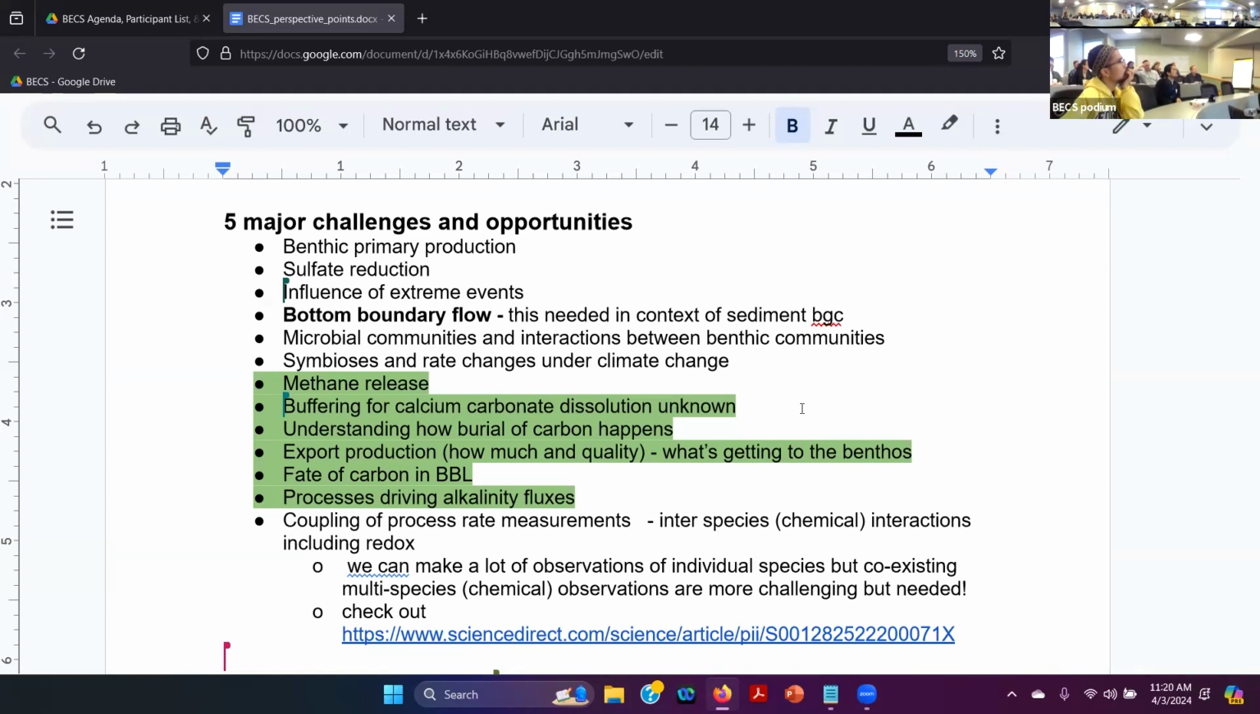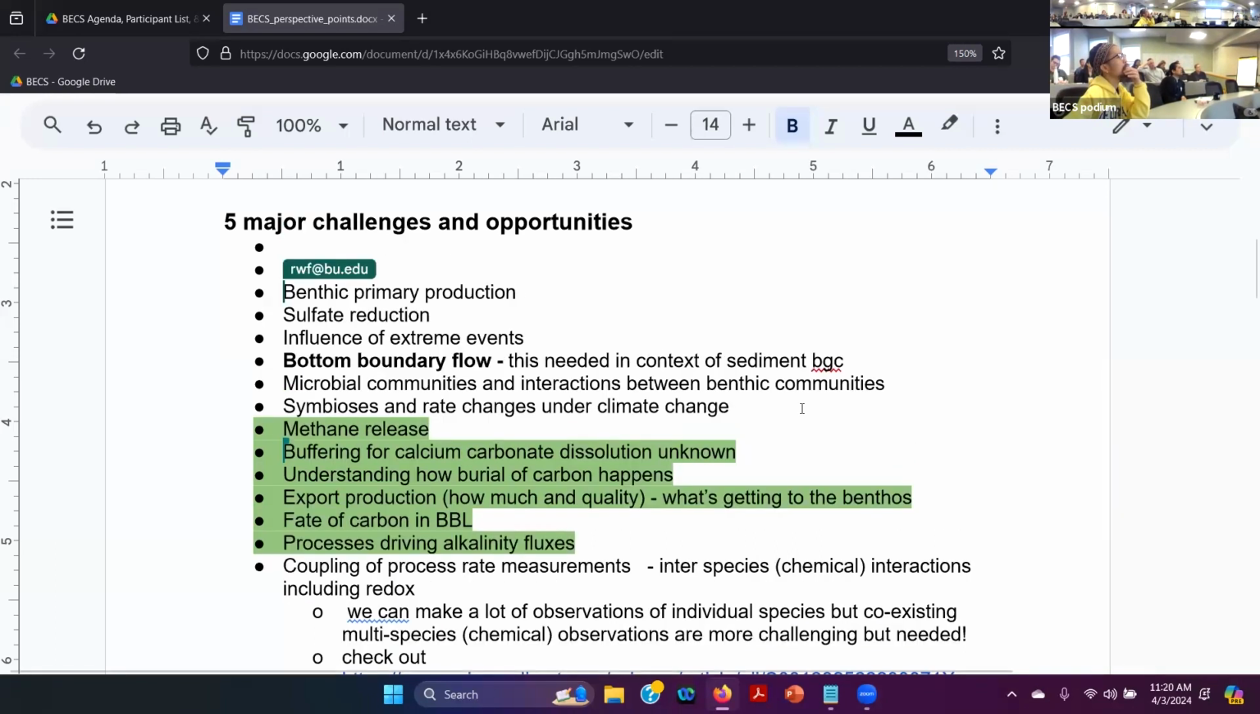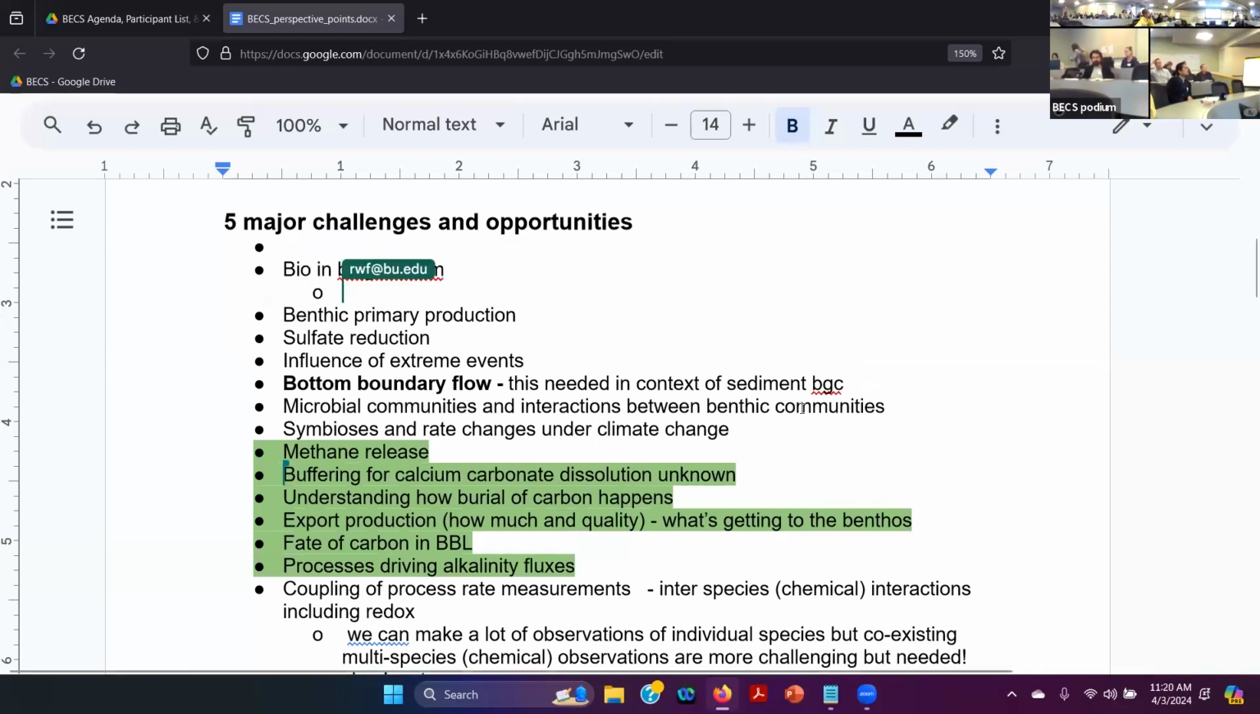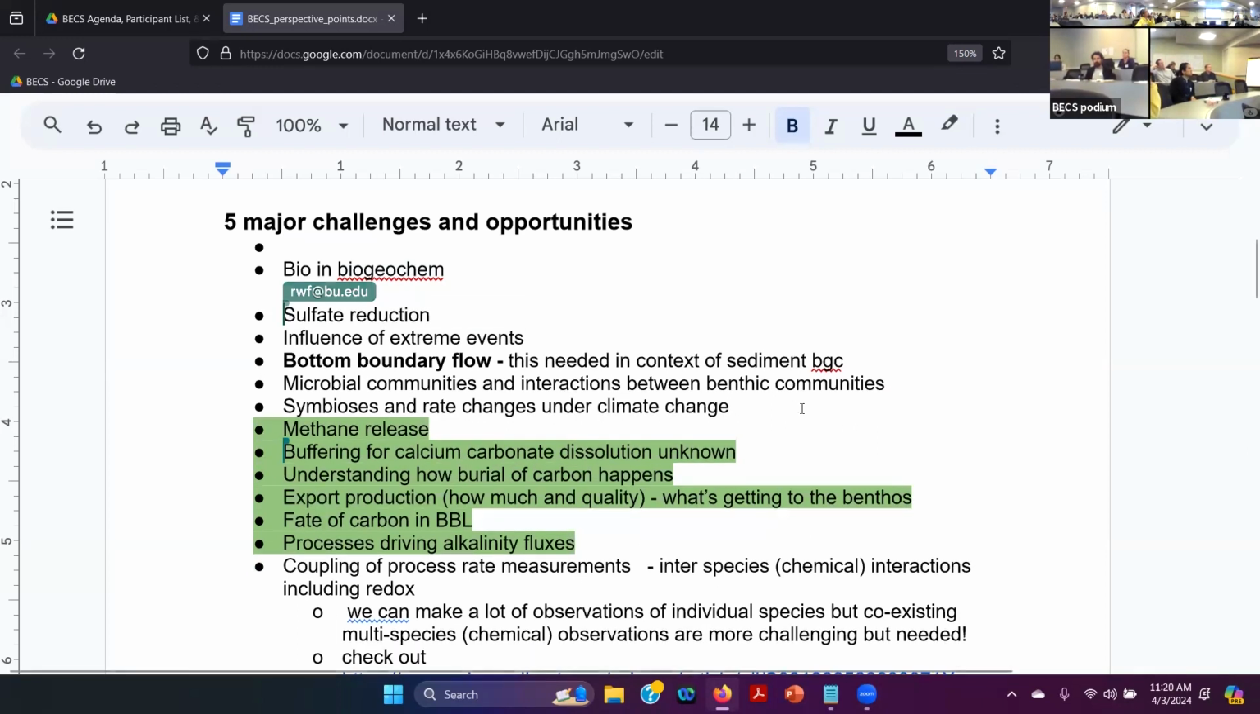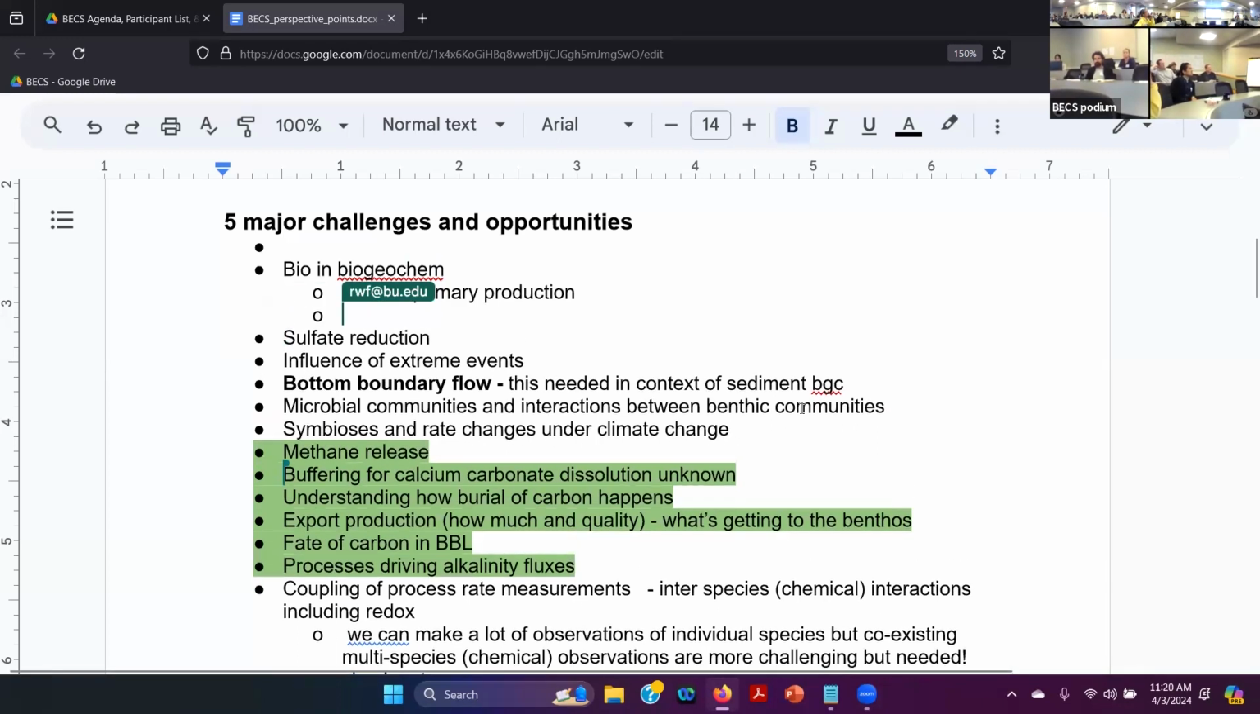So bioturbation has been discussed a lot, or at least in the groups that I've been in, and maybe that is the microbial communities and interactions between benthic communities, but if we're talking about how we can measure everything all at once, all the time, better incorporation of benthic ecology with these rates seems like that's a big take home for me. Not quite sure exactly how to do it, but yeah.